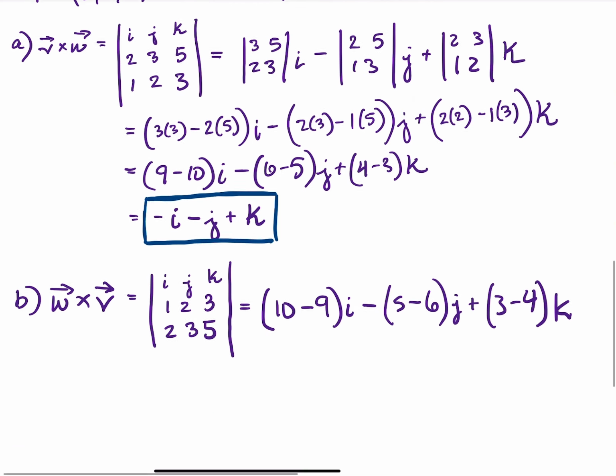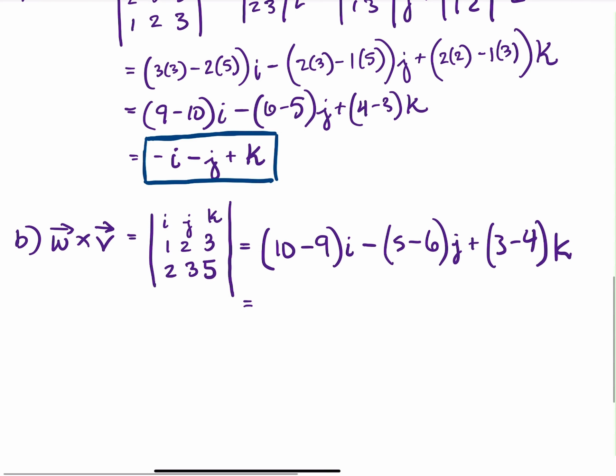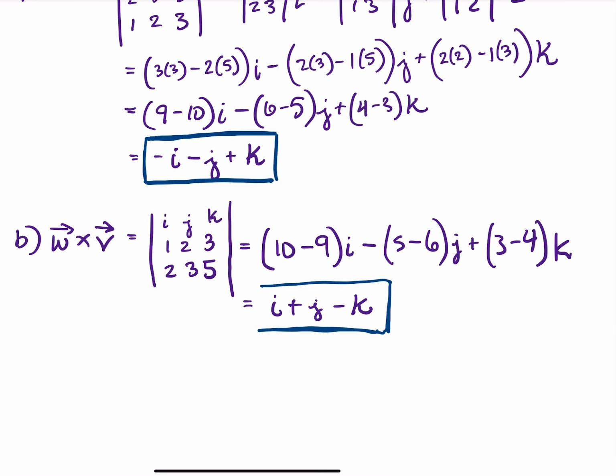So let's just simplify everything. That'll give us positive I minus negative 1j, so that will become positive as well, so plus j, plus 3 minus 4 will give us negative 1, so we'll have minus k. So notice we get a different vector this time. So that means the property is not commutative, but notice we have essentially the opposite vector. Everything that's positive is negative, and everything that's negative is positive.